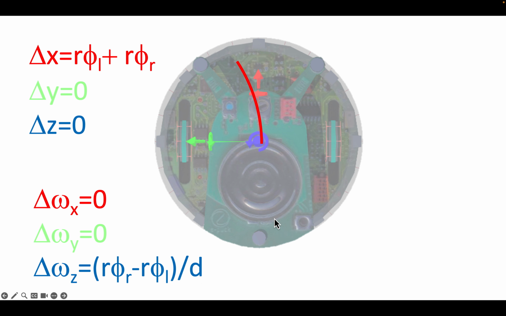Finally, we derived the forward kinematics equations for a simple differential wheel robot, where the forward motion is given by the rotations of the left and the right wheel, as well as the rotation around the z-axis.